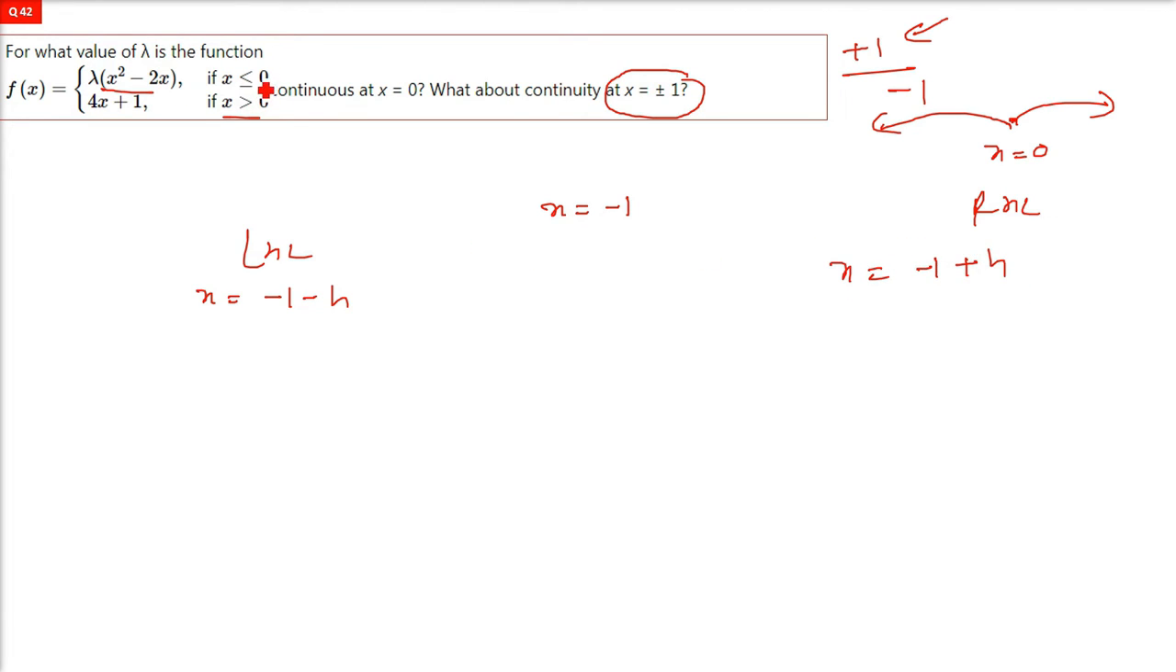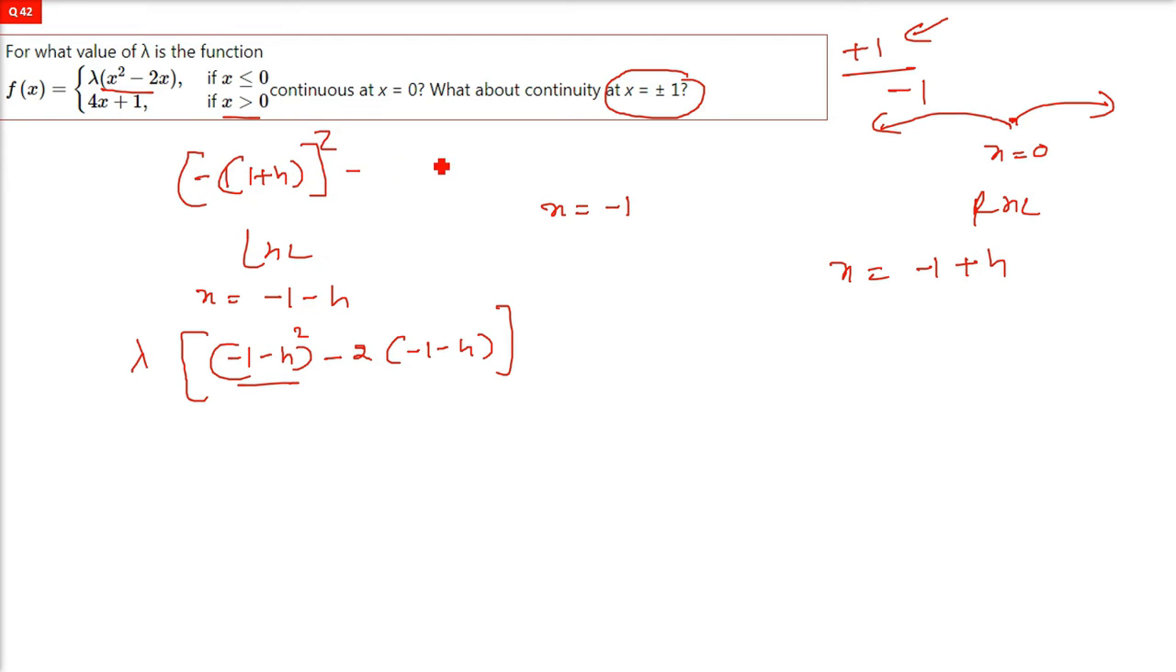Okay. Now because for x less than 0 the function is lambda into x square minus 2x, so lambda, in place of x write (minus 1 minus h) whole square minus 2 into (minus 1 minus h). Right? Okay. So let us do this left hand side first. So minus 1 minus h, I am taking minus common, so (1 plus h) squared. Minus square is plus, so 1 plus h square. I am taking minus from here, so there is already negative 2, so it will be positive 2 into (1 plus h). So negative whole square is positive, so you have to do (1 plus h) square.